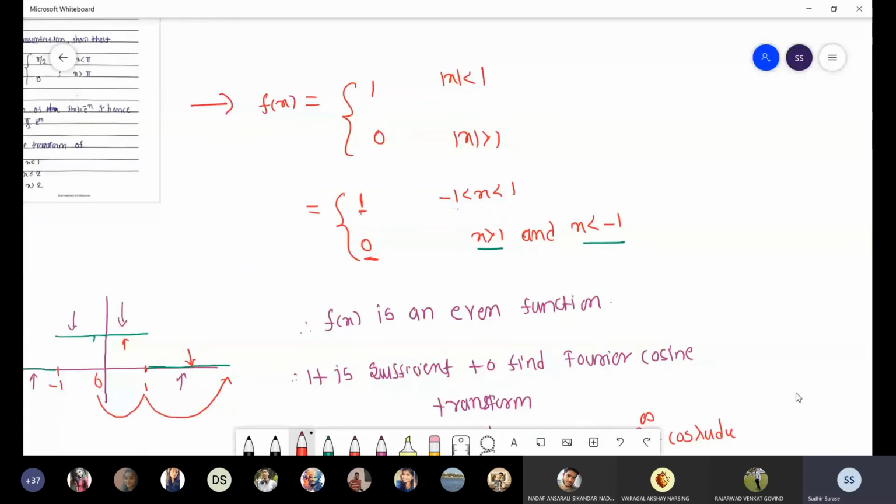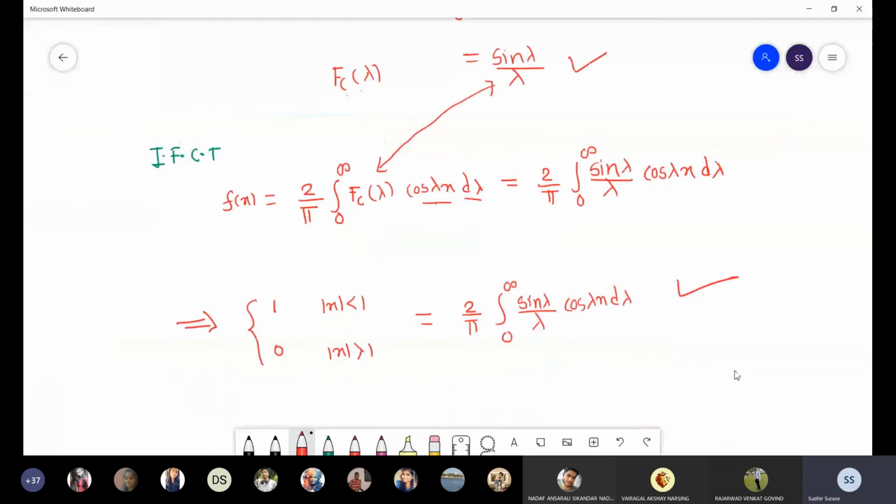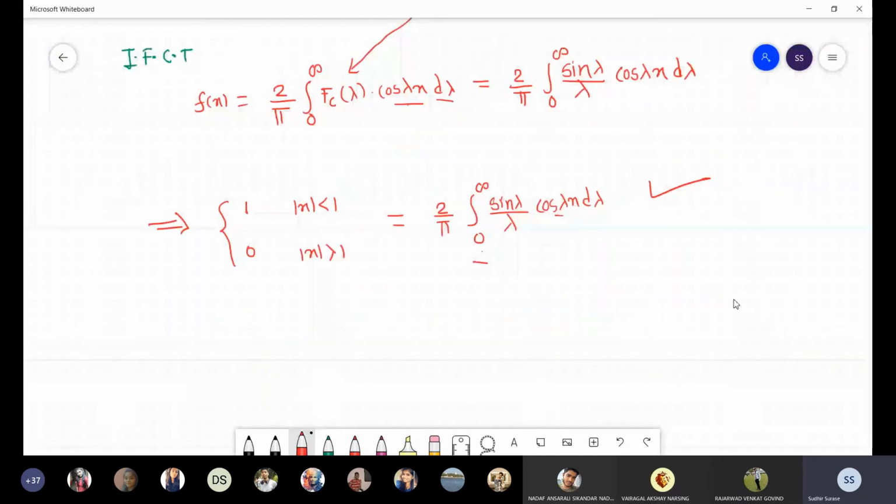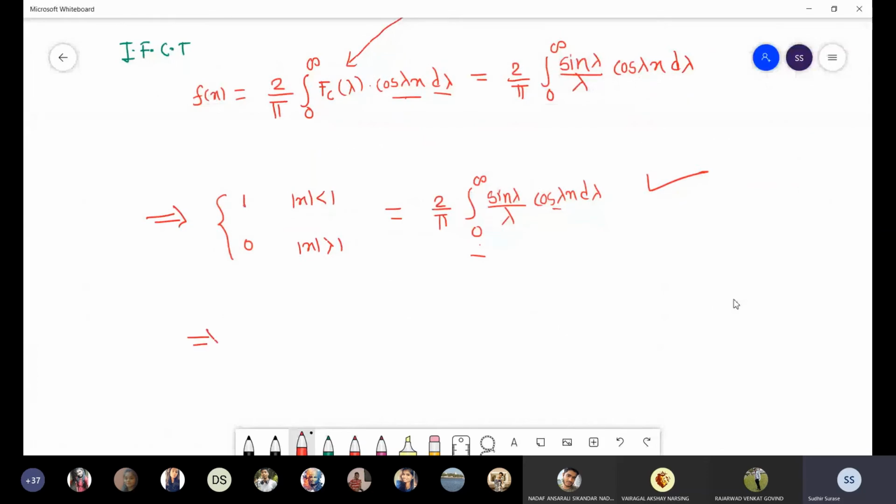Okay, so we obtain the last expression, we can see here 0 to infinity sine lambda divided by lambda cos lambda x d lambda, and therefore multiplying both sides by pi upon 2, this implies pi upon 2 for mod x less than 1 and 0 for mod x bigger than 1, equal to integral 0 to infinity sine lambda cos lambda x divided by lambda d lambda. That is the answer of the first question.